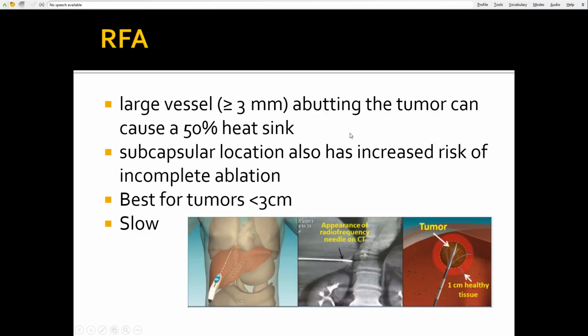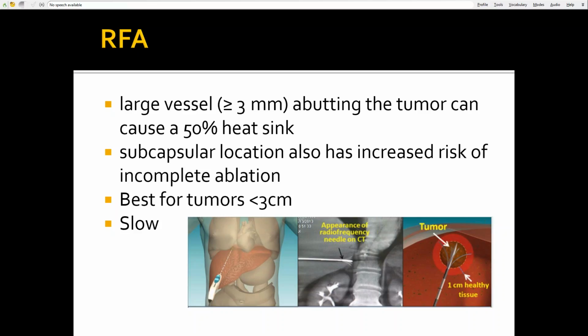So again, one thing you have to worry about are the vessels nearby. You don't want to be too close to larger vessels because that can suck some of the heat that's being given off by the probe and not give you the burn that's necessary in order to treat the tumor. So when evaluating a patient, you got to figure out, okay, what large structures are nearby? Are there any structures nearby? Sometimes you have to turn the actual handle of the probe itself to try to avoid a heat sink effect. Again, subcapsular tumors can be harder to treat because of location.